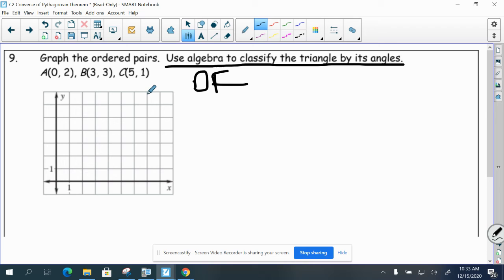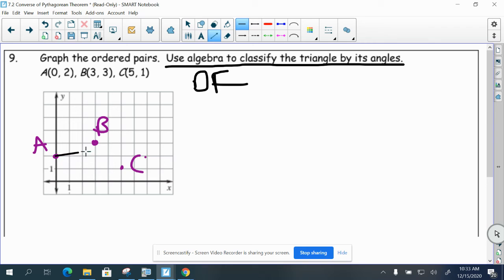So let's plot our triangle. So A is 0, 2. B is 3, 3. And C is 5, 1. I'm going to connect my triangle.